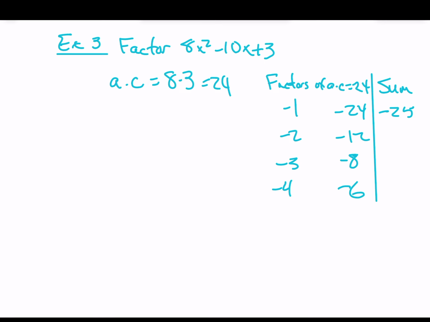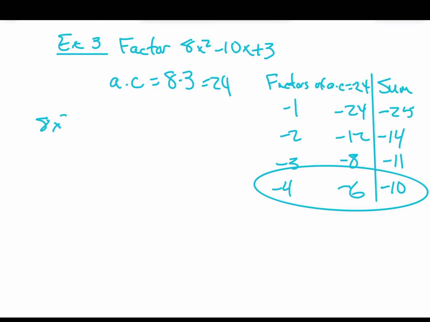So we add together our pairs. Negative 1 plus negative 24 is negative 25. Negative 2 plus negative 12 is negative 14. Negative 3 plus negative 8 is negative 11. And negative 4 plus negative 6 is negative 10. So the last one is the set that we want.